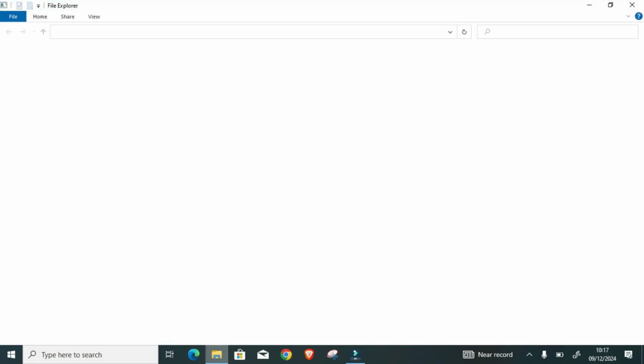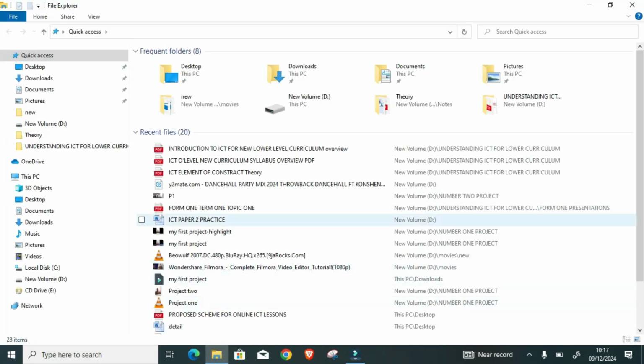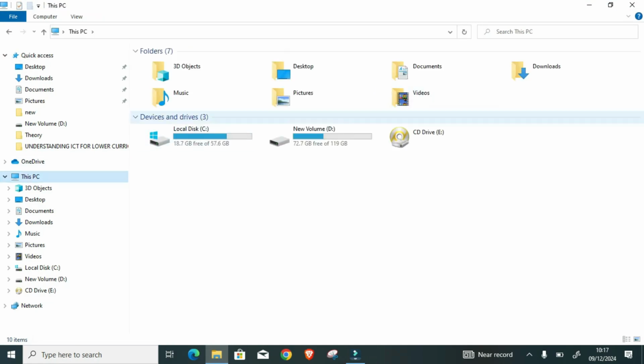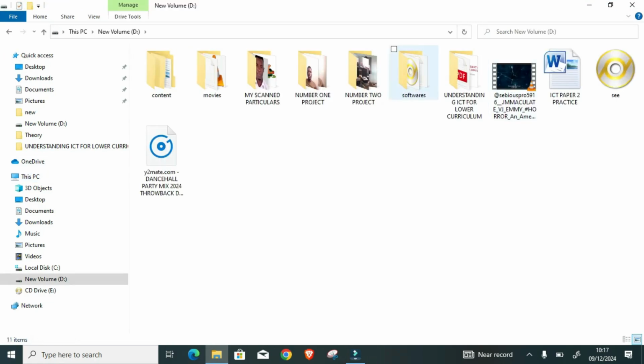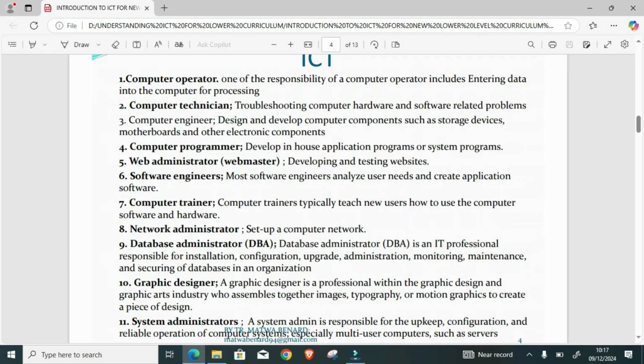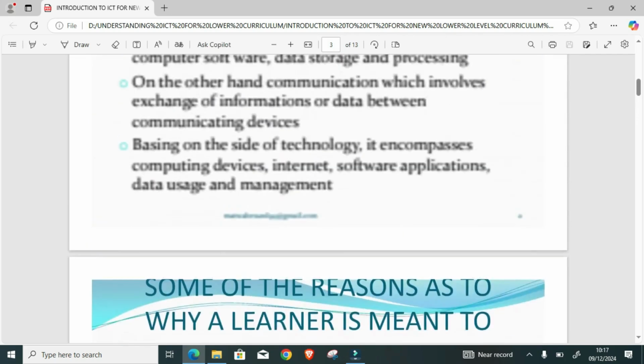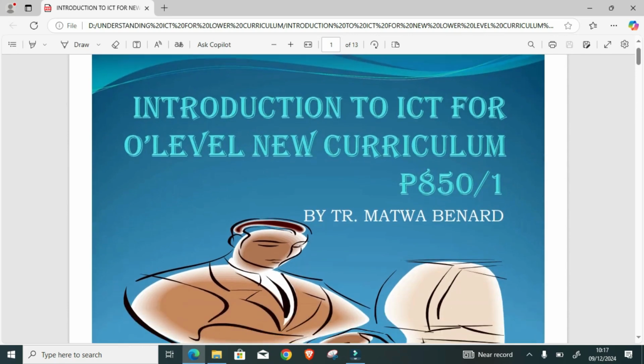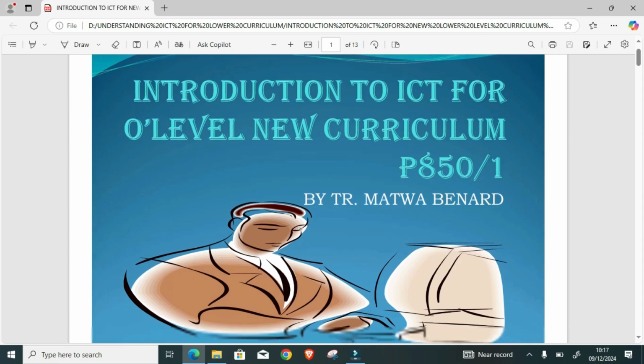So today we are going to cover the introduction to ICT. It's here in this partition, understanding ICT for the curriculum, and here it is. The first slide is introduction to ICT for O level curriculum. That is paper 1, P8050 by teacher Matwa Benard.